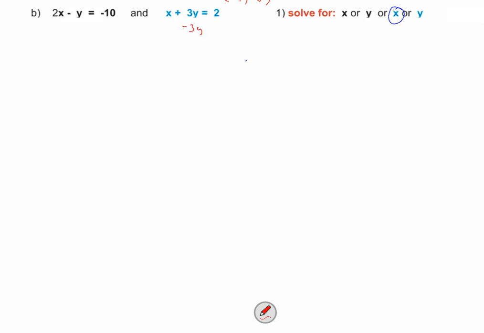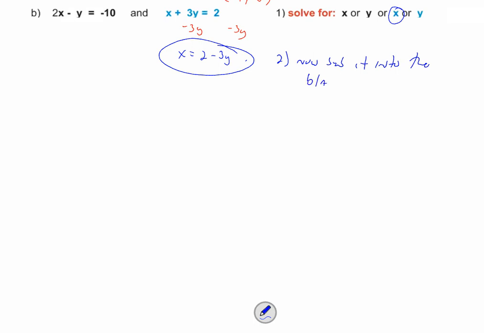Again, we'll move that positive 3y by adding a negative 3y to both sides. You don't need to show that step. I'm just showing it for clarity in the notes. Result, x equals 2 minus 3y, and I circle it. So we solved one of the equations for one of the variables. Now sub it into the black equation. So the next thing is to sub that into the black equation.